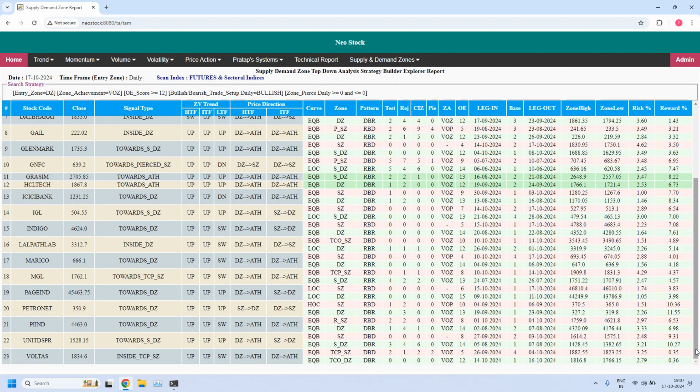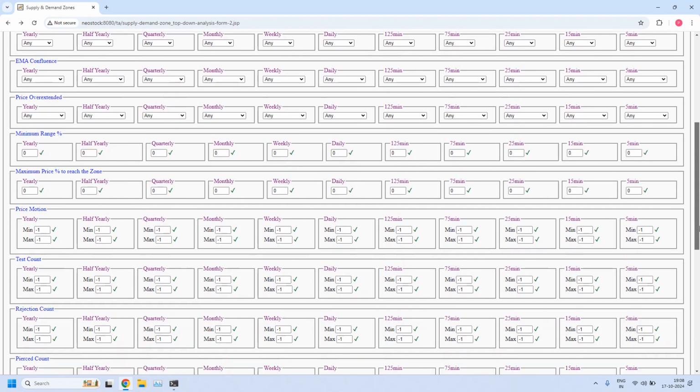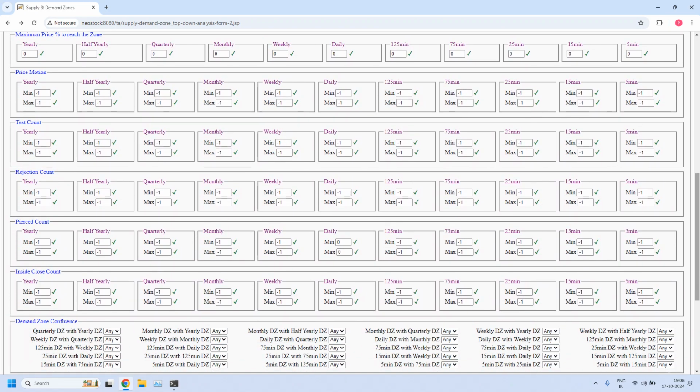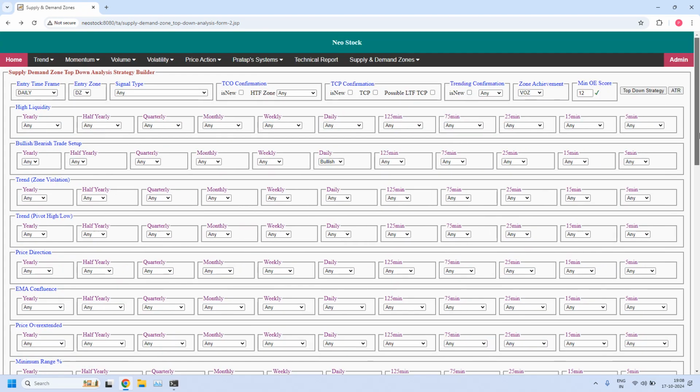The first combination is LTF and ITF demand zone confluence. That is a daily and weekly demand zone confluence. That means the daily zone should be part of the weekly zone. That means overlapped, inside the weekly zone. For that, in the demand zone confluence, I am enabling the filter daily demand zone with weekly demand zone confluence. That means daily demand zone should be part of the weekly demand zone.